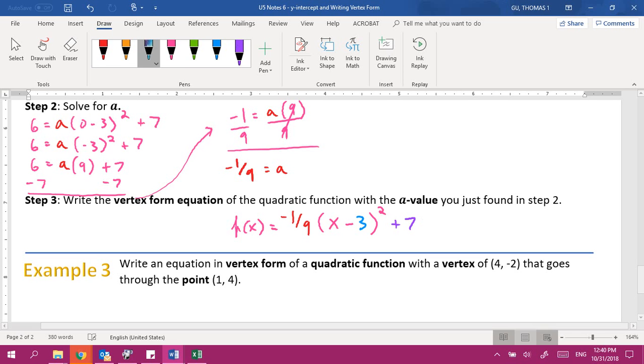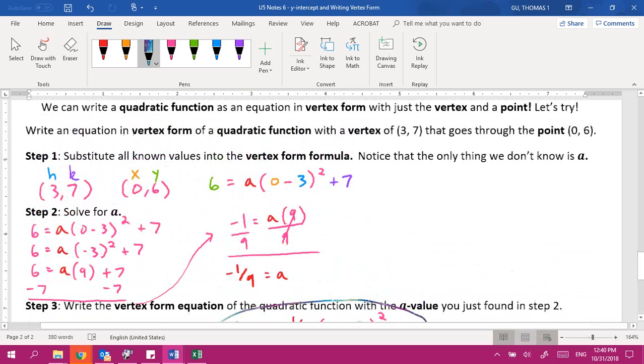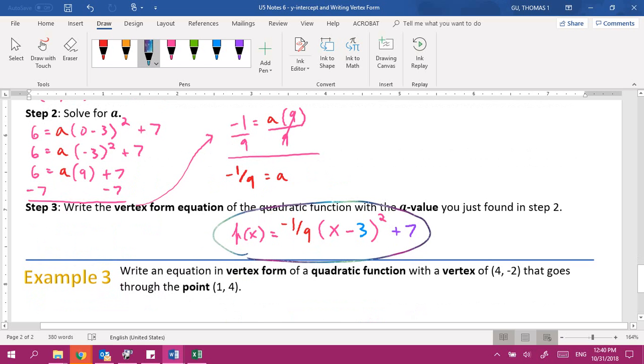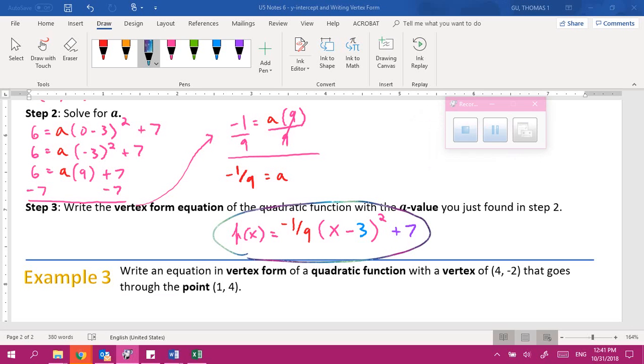And that is your vertex form equation of a quadratic function that has a vertex of (3, 7) and goes to the point (0, 6). If you graph this equation that you just wrote, you would find that it has that vertex they gave you and it goes through the point that they gave you. All right, so I want you to try example 3, the next one, on your own.